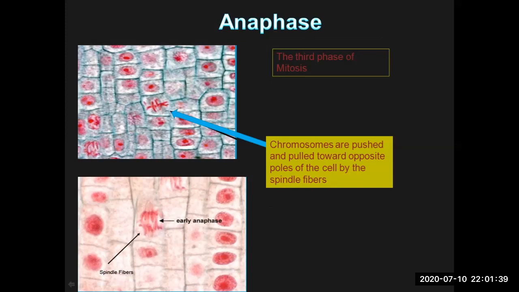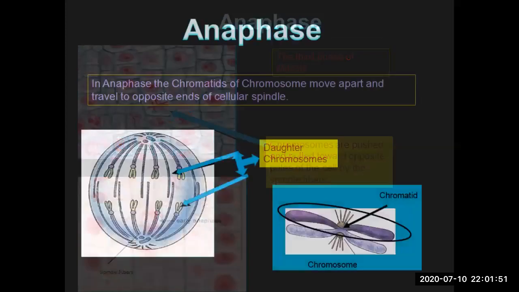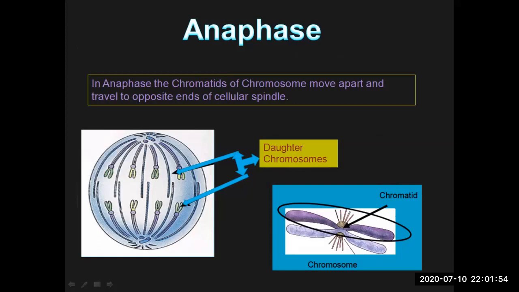Anaphase. It is the third phase of mitosis, in which chromosomes are pushed and pulled towards opposite poles of the cell by the spindle fibers from the metaphase plate. In anaphase, the chromatids of each chromosome move apart and travel to opposite ends of the cellular spindle. Here we can see the daughter chromosomes are separated from each other.